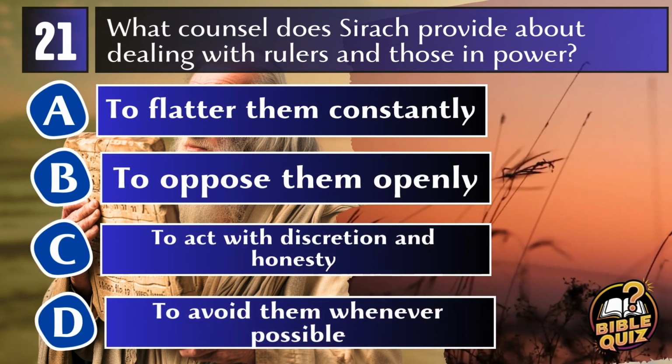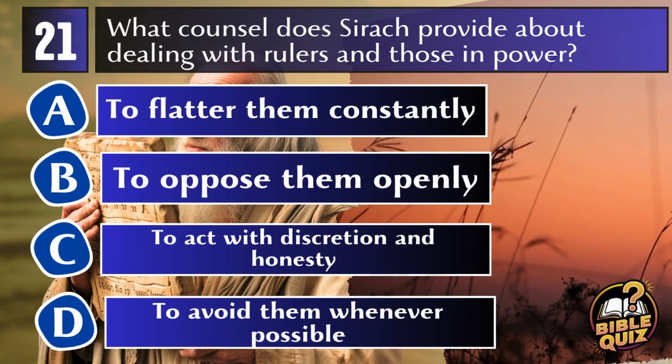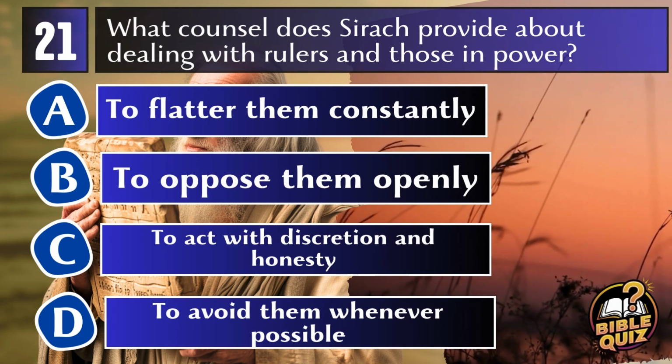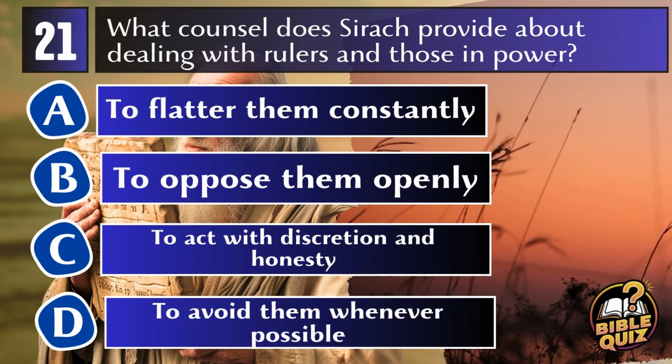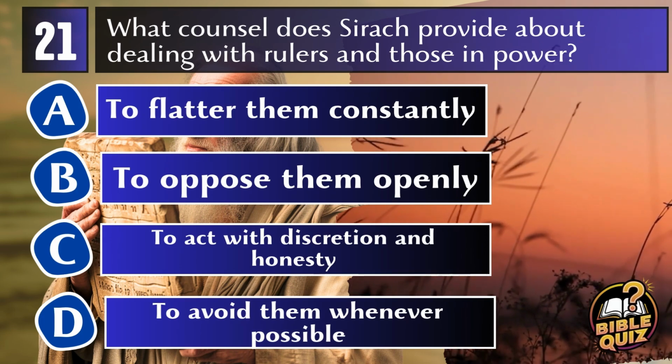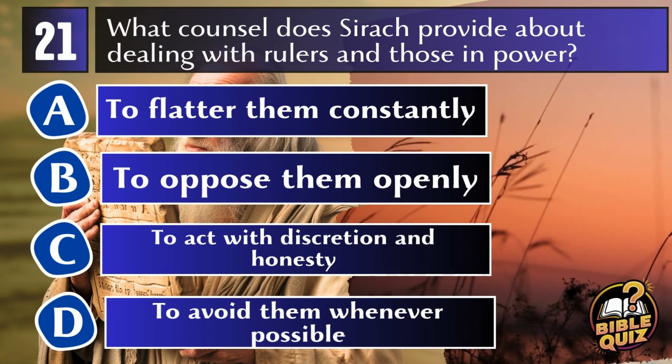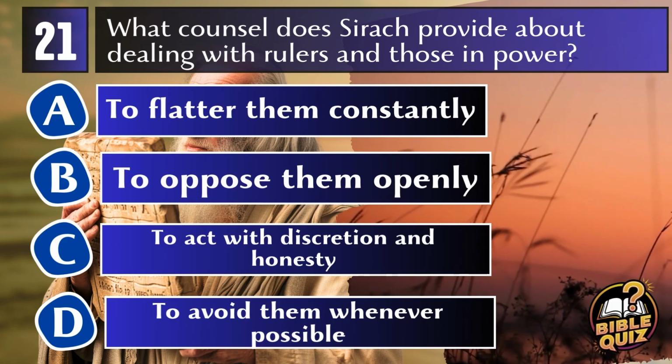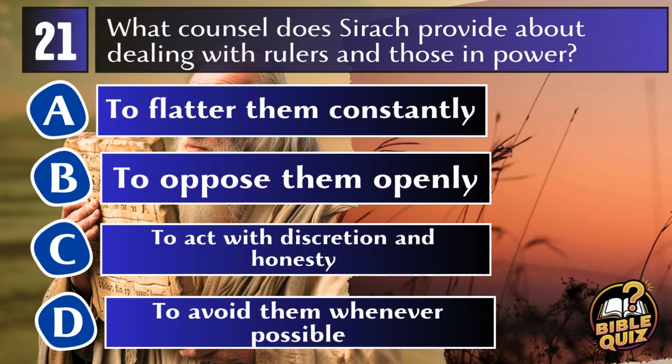Question 21. What counsel does Sirach provide about dealing with rulers and those in power? A. To flatter them constantly. B. To oppose them openly. C. To act with discretion and honesty. D. To avoid them whenever possible.